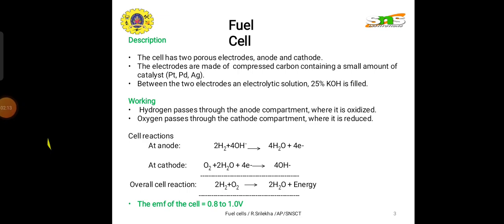The cell reactions are as follows. At the anode: 2H2 plus 4OH minus gives 4H2O plus 4e minus. At the cathode: O2 plus 2H2O plus 4e minus gives 4OH minus. The overall reaction is 2H2 plus O2 gives 2H2O plus energy. The EMF of the cell is 0.8 to 1.0 volts. The fuel cell consumes fuel and produces energy without liberation of hydrogen and oxygen.